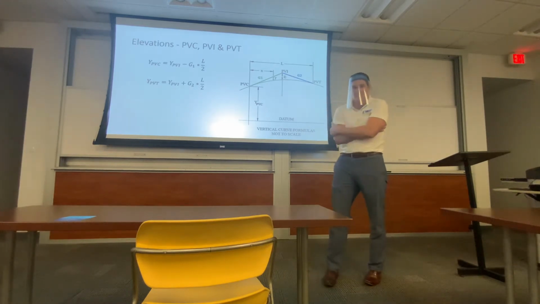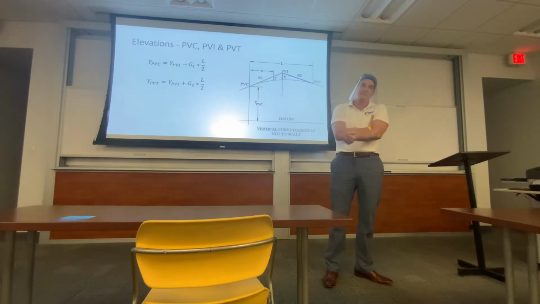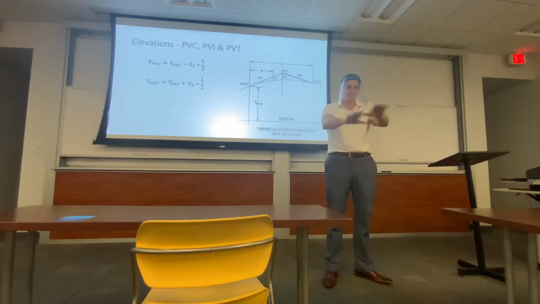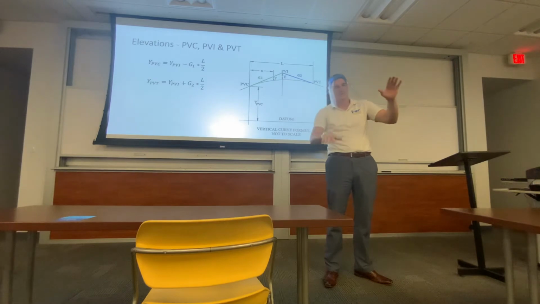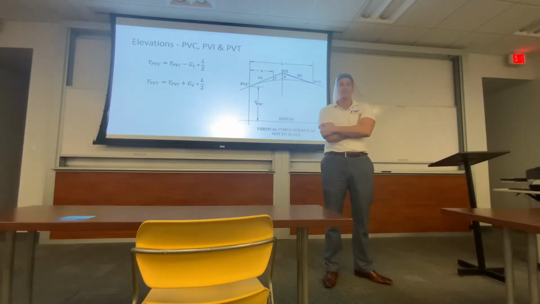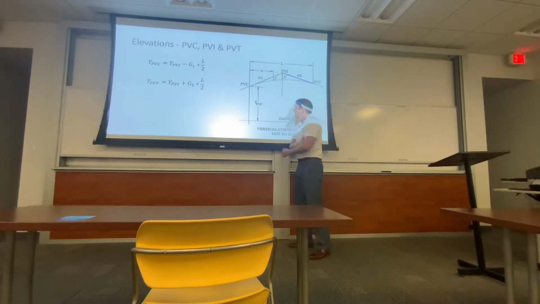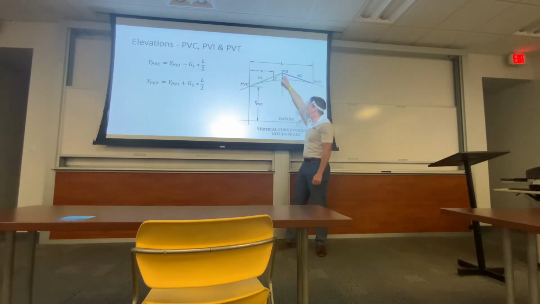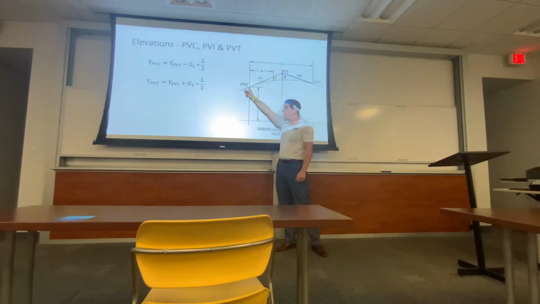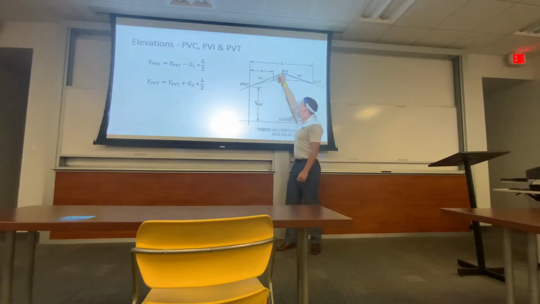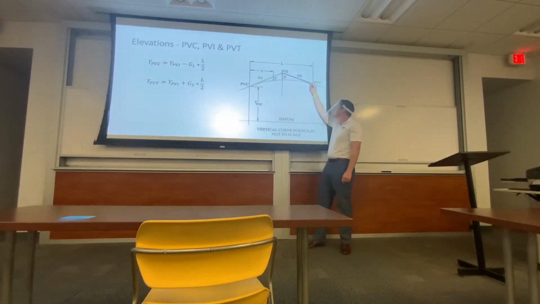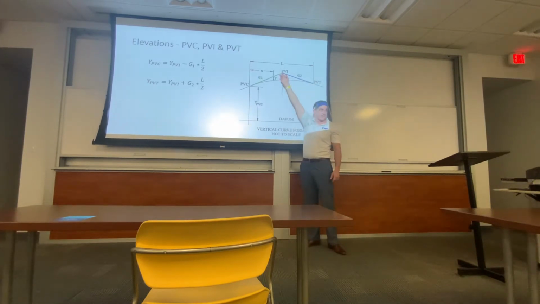Okay. So we have, I would say we know the PVC, the PVT. Now we're going to talk about the elevation of these points. Okay? So typically we know the elevation of PVI, and we would come back along G1 to get to PVC, or we would go forward along G2 to get to PVT. Okay? PVI is not actually on the road, right?